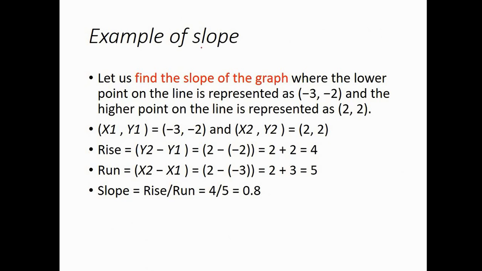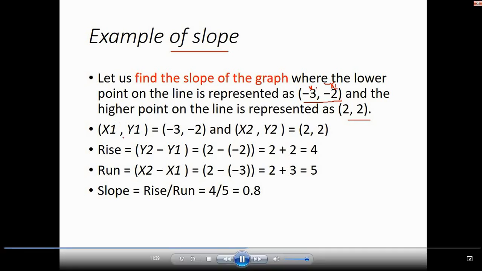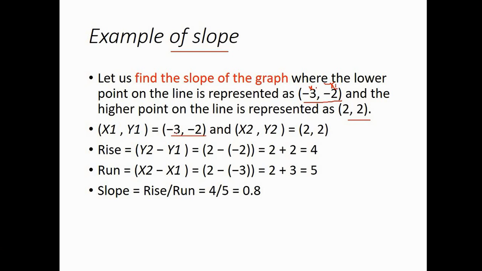Let us take up one example. How do we calculate the value of the slope? Consider there are 2 points, (-3, -2) and (2, 2). This is x1, y1, and the second one is x2, y2. So here (-3, -2) is x1, y1 and (2, 2) is x2, y2. If you substitute these values in y2 minus y1 and x2 minus x1, the rise becomes 4 and the run becomes 5. Then the slope value is equal to rise by run, that is equal to 0.8.